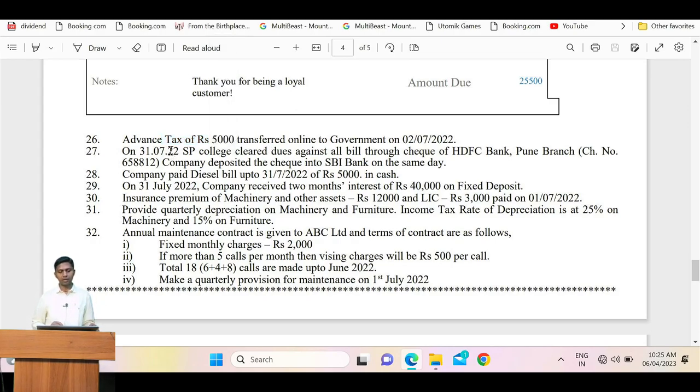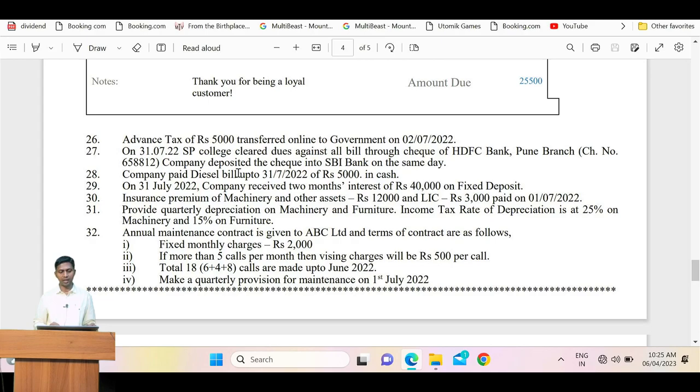Then SP College cleared the dues. That means we got the payment from SP College by way of a check and we deposited that. What entry to pass, that we'll see. Then the company paid the diesel bill. We cannot say diesel account to cash. Diesel means what? Related to transportation. You must know the grouping. I want to check your grouping knowledge.